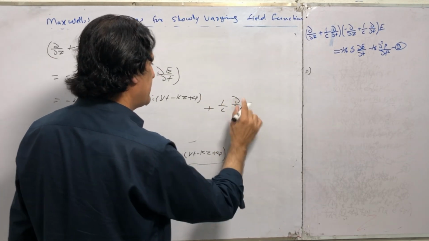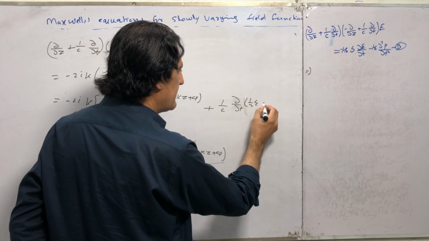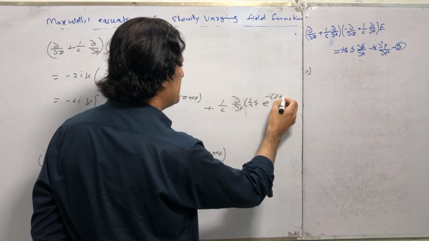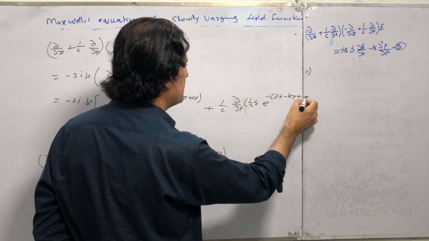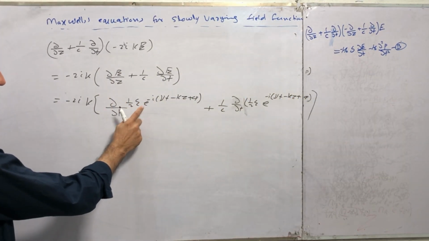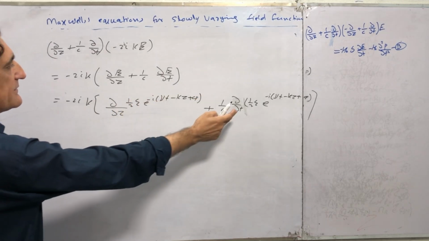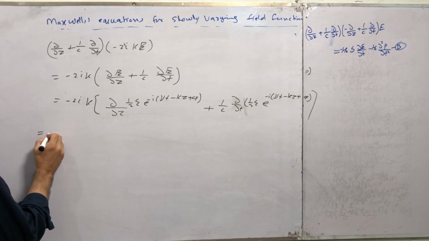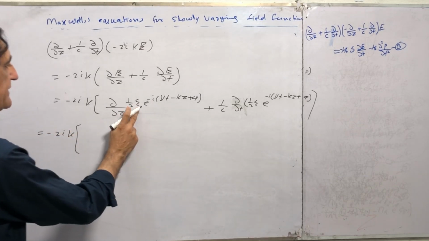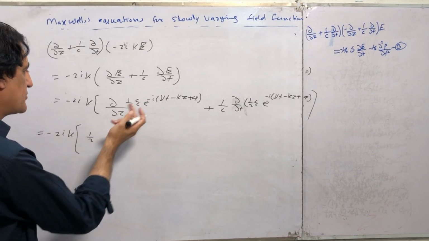We have 1 over 2 epsilon e to the power minus iota nu t minus kz plus phi. Clearly, we can solve this equation the same way. This is z and this is t. Minus 2 iota k and 1 over 2. This is the product rule.